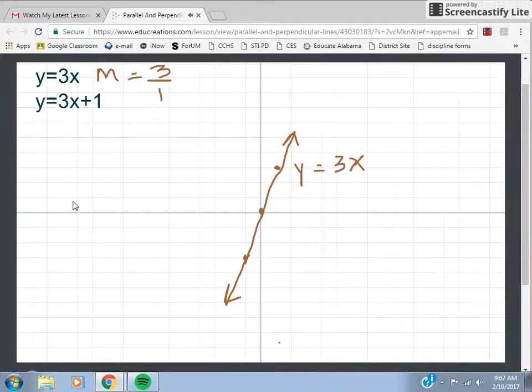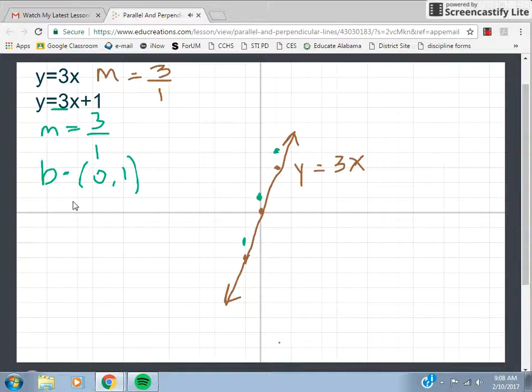Alright, now let me change colors here. And now let's graph y equals 3x plus 1. Alright, still our slope is 3 over 1. We're getting that from there. And this time we have a y-intercept as 1. So we're going to start graphing our line at the y-intercept. So we're going to plot a point at 0, 1. And then our slope tells us to go up 3 over 1. So starting at the y-intercept, we're going to go up 3, 1, 2, 3, over 1. And then we're going to follow that backwards. We're going to go down 3, 1, 2, 3, and then over 1.